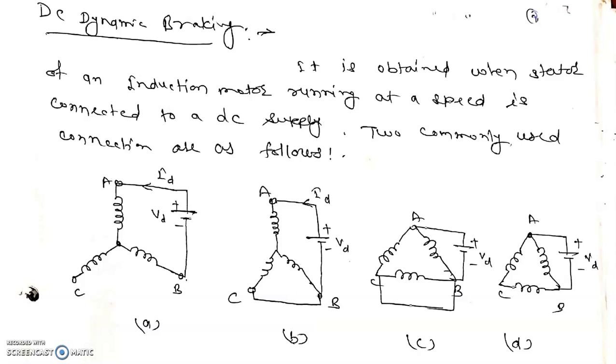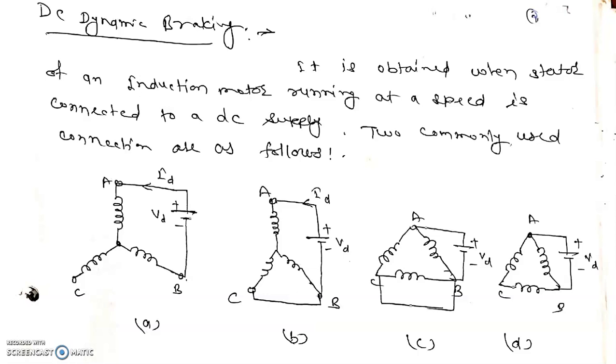Dear students, in the last two classes, we have seen the various braking methods for induction motor drive, in which we have studied the regenerative braking, plugging, and the dynamic braking. One part of the dynamic braking is AC dynamic braking, which we studied in the previous class. Now, the second part of the dynamic braking is the DC dynamic braking.